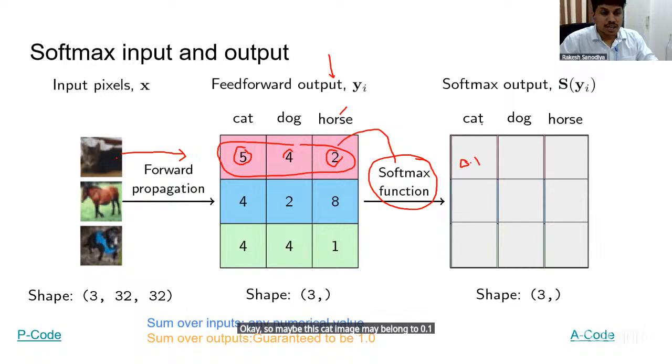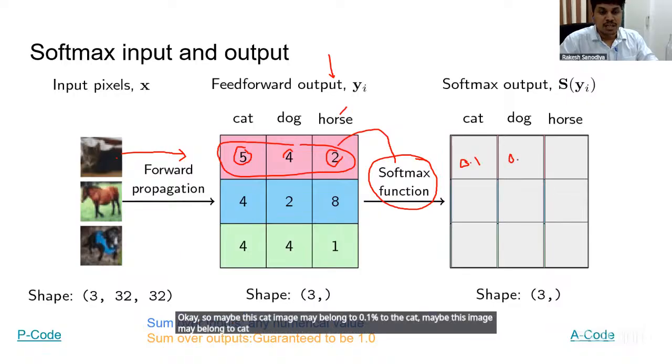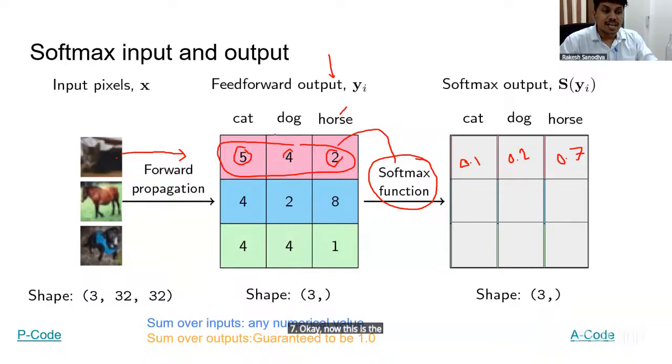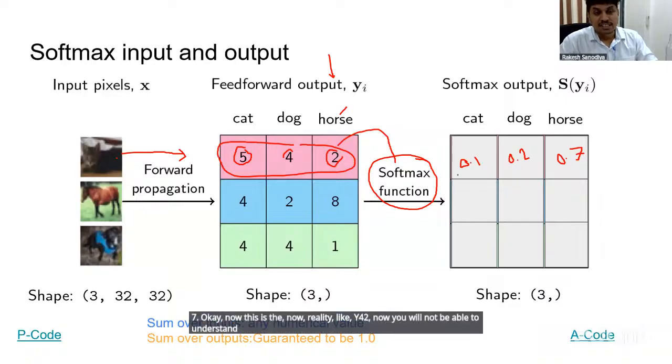0.1% to the cat, maybe this image may belong to dog with some percent, let's say 0.2, and maybe this image may belong to 0.7. Now this is the reality, like 542. Now you will not be able to understand this easily, but now you can understand why you are seeing this probability.